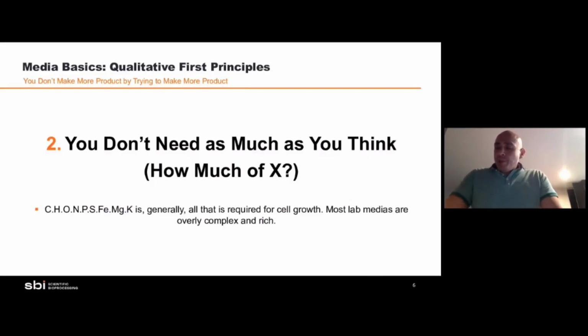So number two, you don't need as much as you think. So the fewer components you use is generally better. So you can reduce side reactions and increase the power of your design of experiment. So generally, carbon, hydrogen, oxygen, nitrogen, phosphorus, sulfur, iron, magnesium, and potassium is all that is required for most life. For bacteria and yeast, there may be some slight vitamin needs depending on your organism, and that is something you'll have to discover for yourself. But in general, most lab media have too many ingredients and are overly rich.